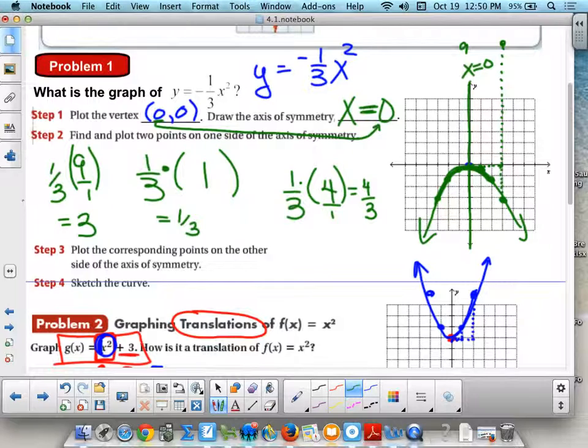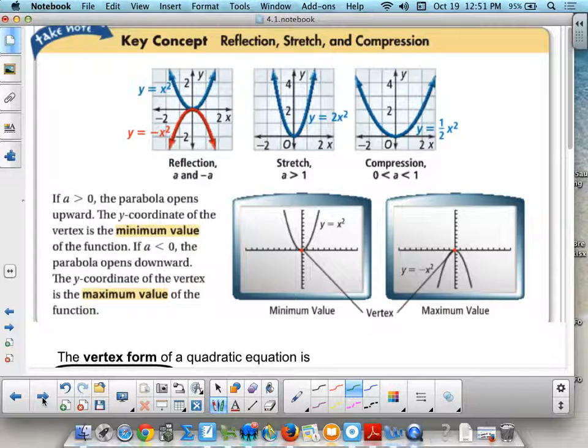1/3 is not a good number. 1/3 is a messy, messy number. Because when you take 1/3 of a number, you usually get fractions. Usually. Okay? 1/2 is a nice number. 1/2 is easy to do in your head. Okay. All right.